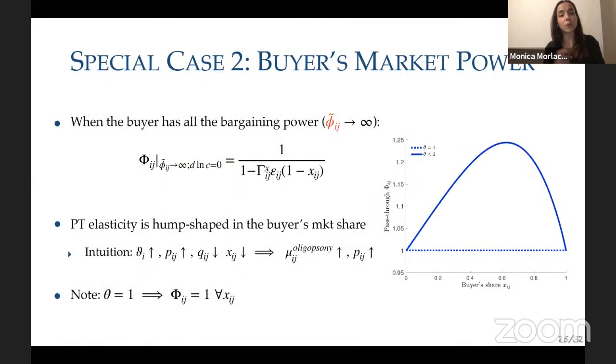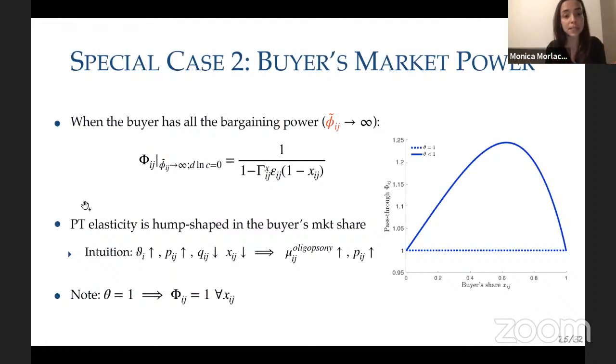On the contrary, when the buyers have all the bargaining power, we get an opposite effect. So now here, I would really, again, focus on the case where we can control for changes in marginal costs. So focusing on the markup channel of the buyer, the effect of buyer power. So on markups, what we find is that the pass-through elasticity has a hump shape in the buyer's market share. So here the intuition is sort of the reverse of the standard one of the seller case.